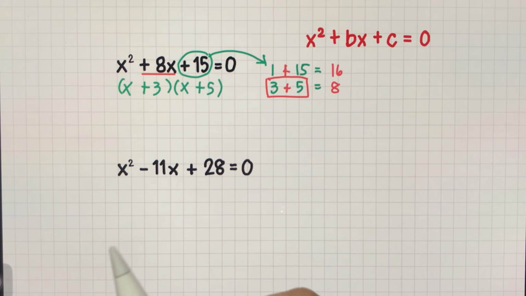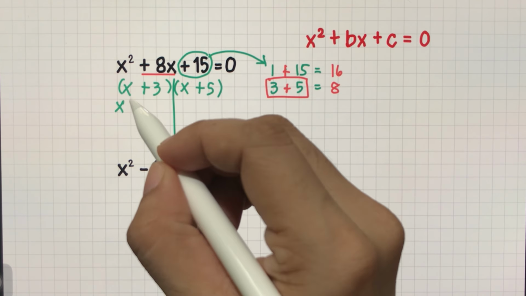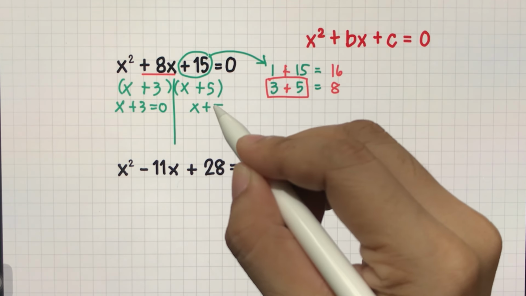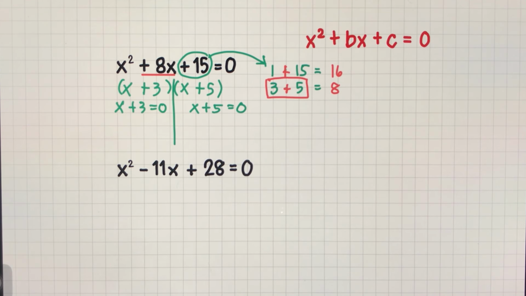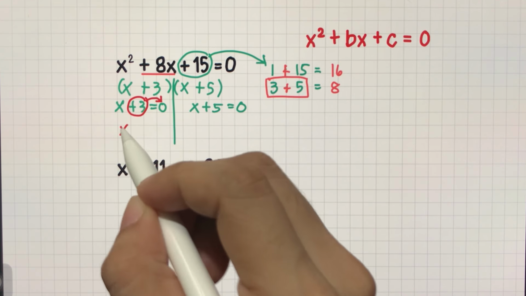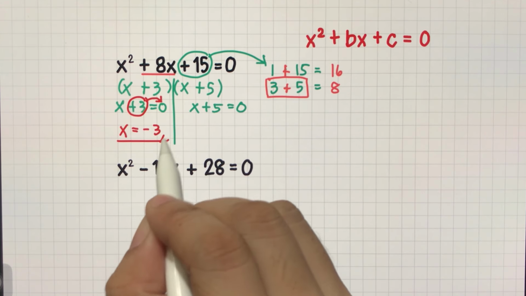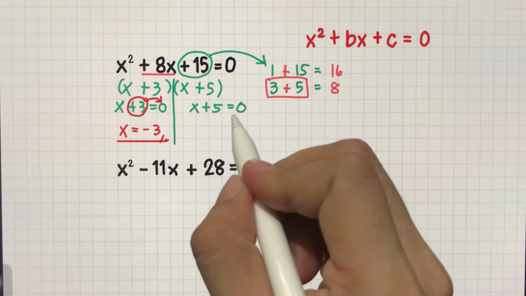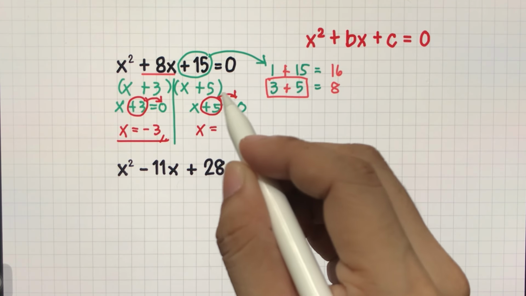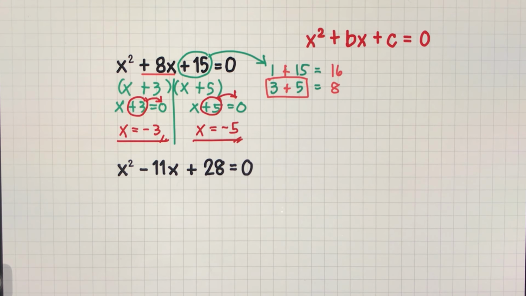Now, after we get the factors, we'll be equating each factor to 0. So we have x plus 3 here. X plus 3 equals 0. And then x plus 5 equals 0. Then solve for x. So this positive 3 will be transposed to the other side. X equals positive 3. When you transpose, the sign will change. It will become negative 3. And for x plus 5 equals 0, just transpose positive 5 to the other side. X will be equal to positive 5. When you transpose, that will become negative 5. So the roots are negative 3 and negative 5.